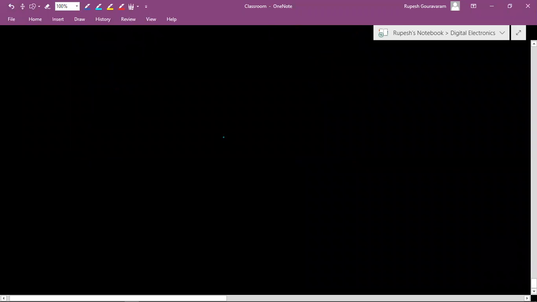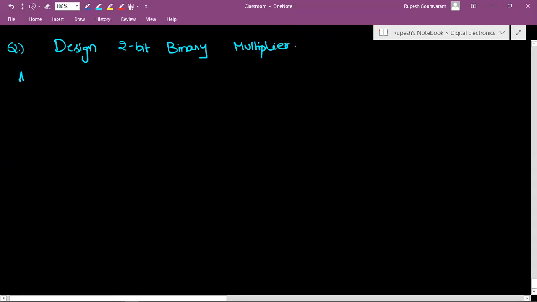Okay. Now we will see how to design. Sorry. So next question is: design a 2-bit binary multiplier. Let us see how we can do this. 2-bit binary multiplier means what? The size of each input is 2 bits.